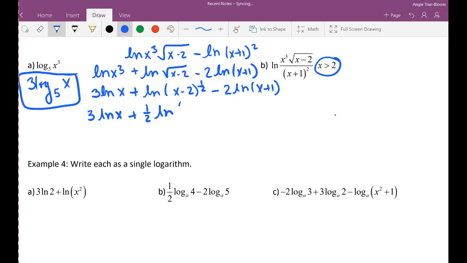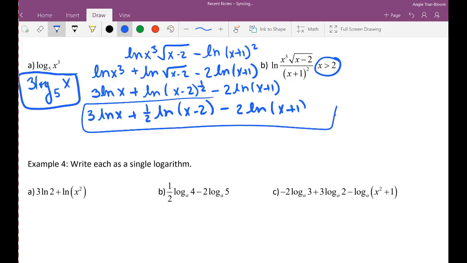It wants you to expand. This is just, again, testing to see if you understand or know all of your properties. When you can simplify, simplify. But I think this is as far as you can go.